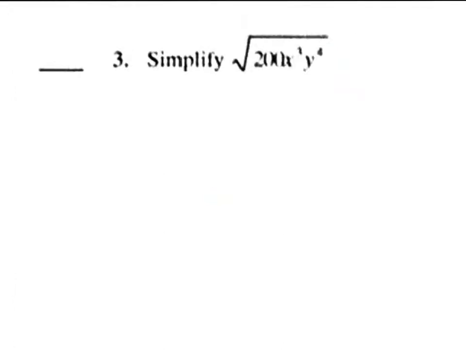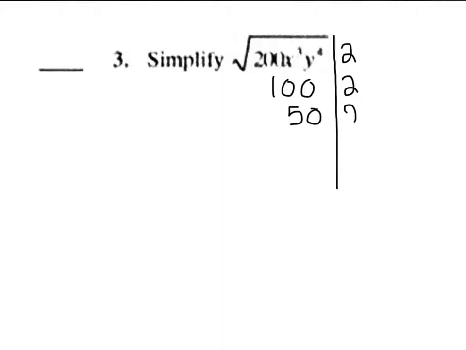We have another simplify. I know this one's a little bit fuzzy to read, but you have it on your paper. 200x cubed y to the 4th. Again, always double check, see if that number is perfect. 200 is not. So we go to our chart, and I can divide that by the prime number of 2, which turns into 100. I can still divide that by 2, which turns into 50. Divide that by 2, which turns into 25. Now I have to switch what I'm dividing by, so I can divide by 5, which gives me 5, 5, 1, and I am done.